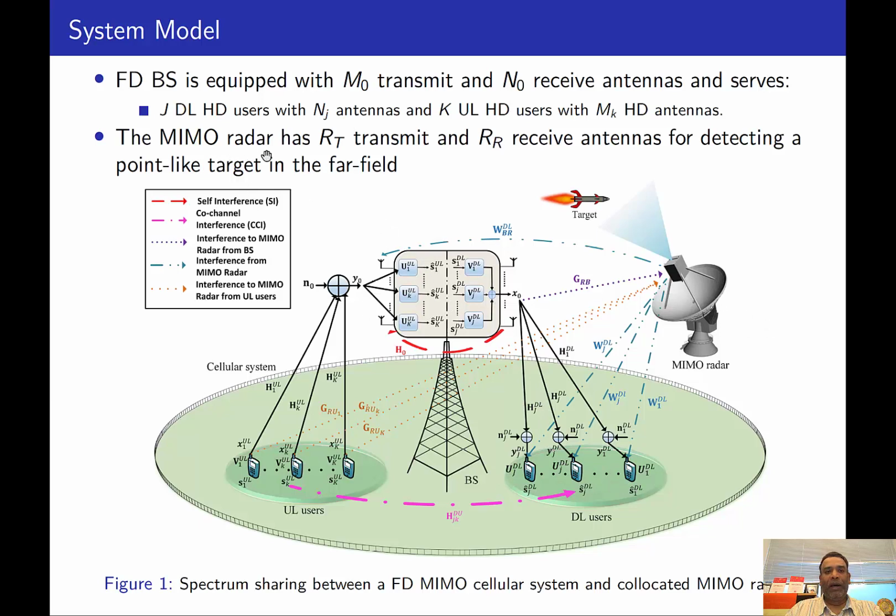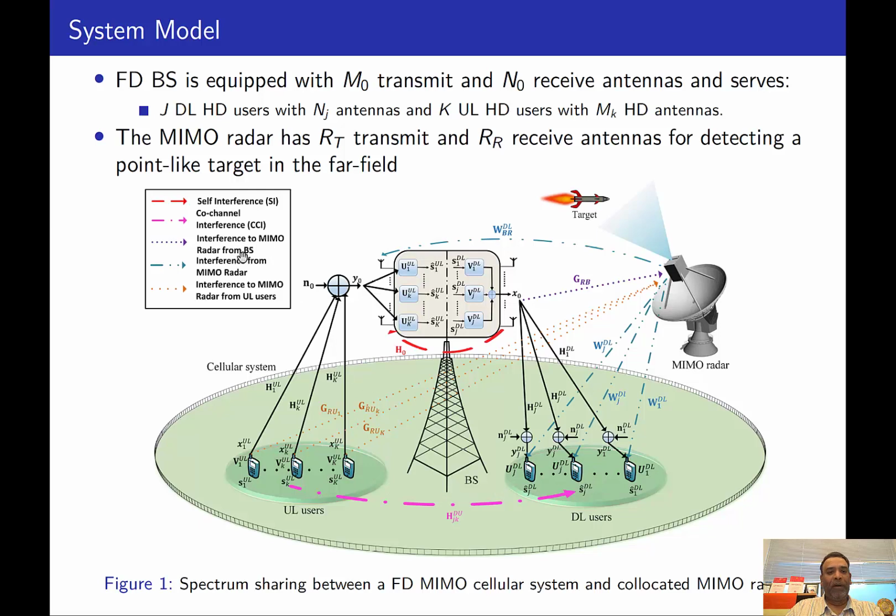Here is the MIMO radar, which has R_T transmit antennas and R_R receiving antennas for detecting a point-like target in the far field. So when you talk about spectrum sharing between the radar and cellular system, there are many interference channels appearing. One of the interferences, if you use full duplex, is the self interference. So this is a self interference channel, and this is the co-channel interference from the uplink users to the downlink users.